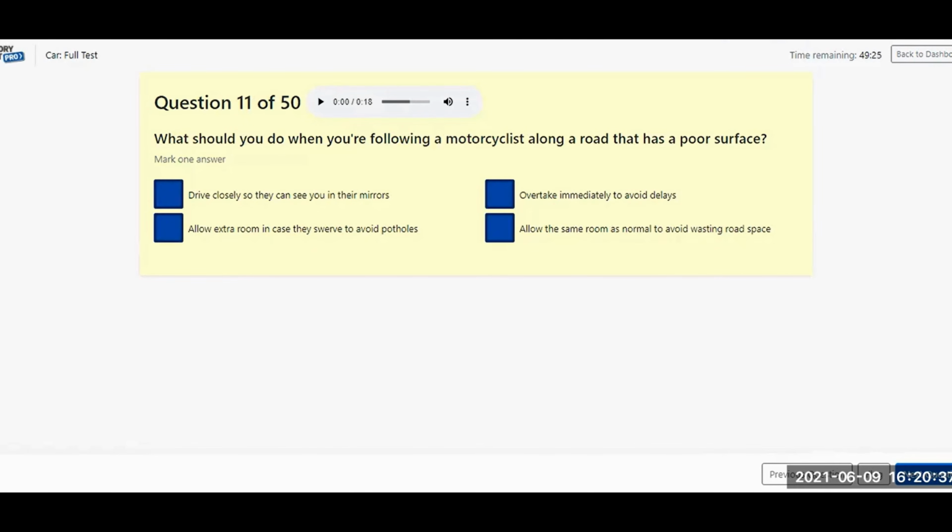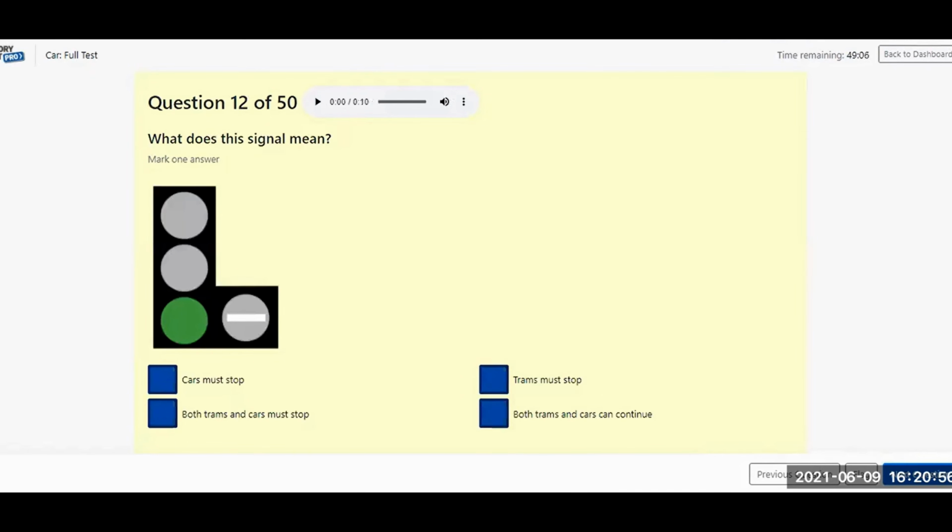What should you do when you are following a motorcyclist along a road that has a poor surface? Again, be ready. They can swerve anytime, they can fall down, they can turn their wheel or their steering anytime. So that's what you do. Allow them plenty of room, so let them do any maneuver they want to do.